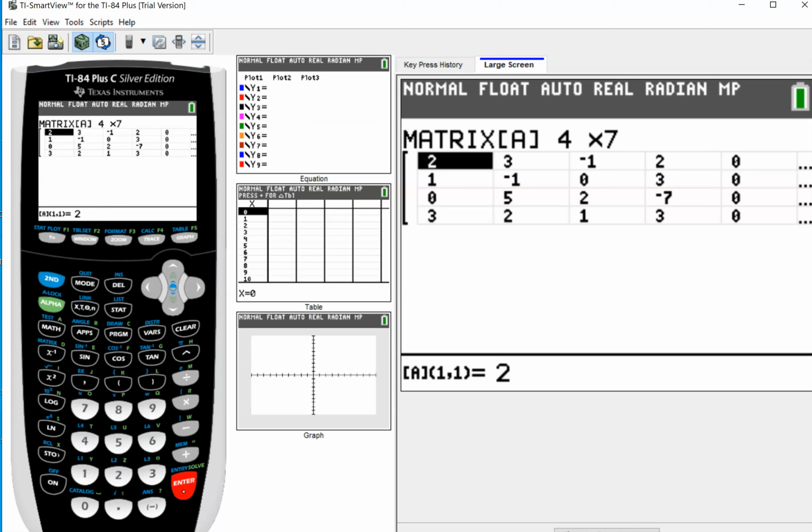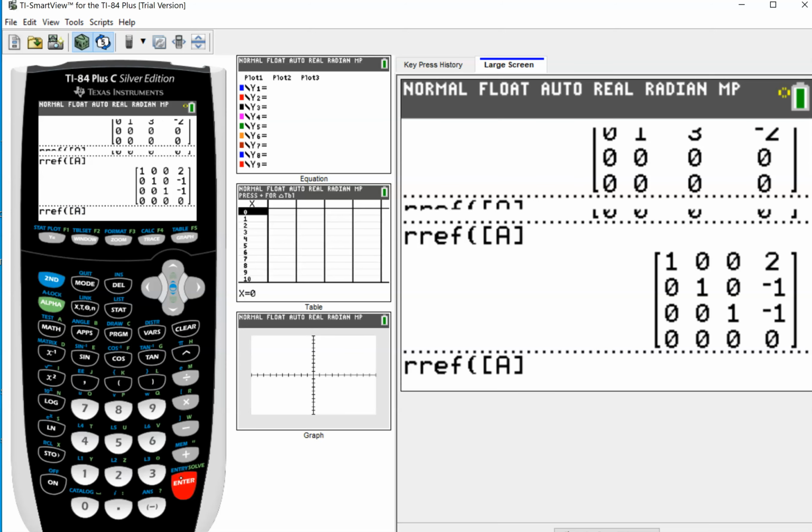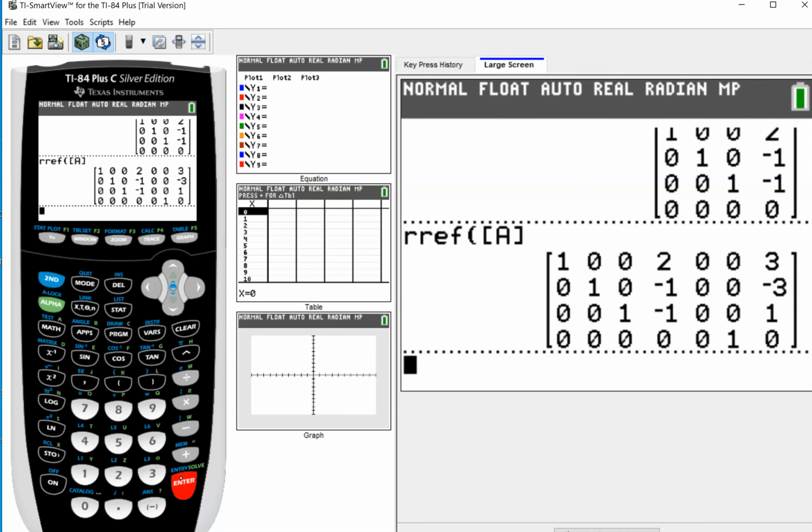So let's quit out of here. And since I already have the reduced row echelon form of A as with the last entry, I can just pull it up. There we go. So remember again, the first 3 columns here correspond to the coefficient matrix, right? The last 4 would correspond to the vectors that we had plugged in.